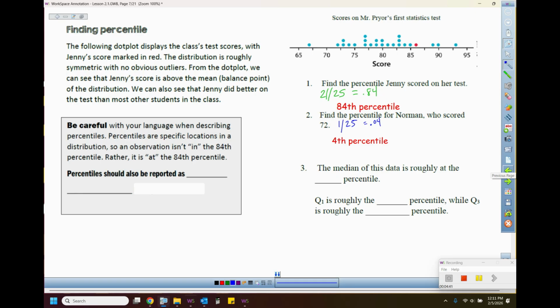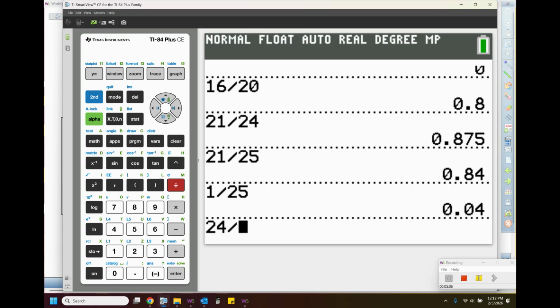This person right here did the best in the class. Are you with me on that? This is the best, but they would not be in the 100th percentile because there are like 24 dots below them, right? They count as a person, so it would be like 24 out of 25. It is impossible to be in the 100th percentile. That person was in the 96th percentile kind of thing. So real cool stuff there.